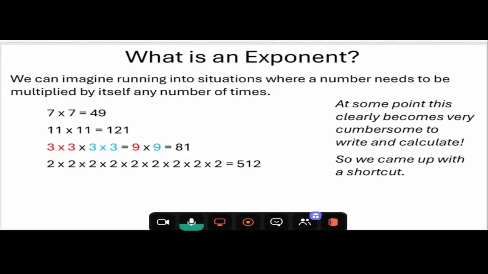So we came up with a shortcut. Instead of writing 7 times 7, we can write 7 to the power of 2 is how we would read that. Or even often we just say 7 to the 2. 11 times 11, we can write as 11 to the power of 2. And also we'll say squared as yet another little lazy thing when the number happens to be 2. 3 times 3 times 3 times 3, we can write as 3 to the power of 4. 2 to the power of 9, so that means 9 2's being multiplied by themselves. So that's all that an exponent means.